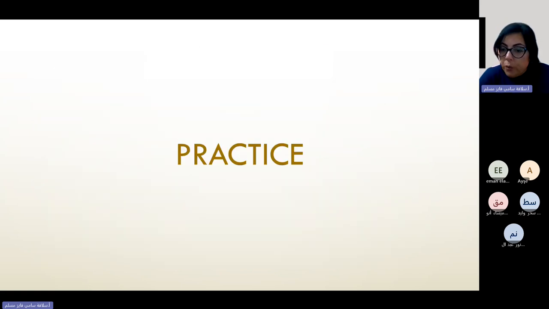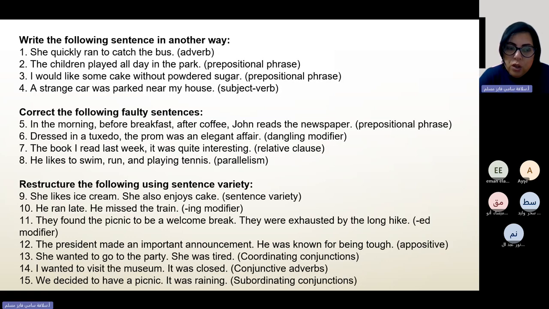Okay? So we don't have time to do the practice. Our time is done, but you can try to do these exercises at home. Okay, write the following sentences in another way or correct the following faulty sentences. Structure the following using sentence variety and try to do them before you go to the next slide and check the correct answer. Okay?